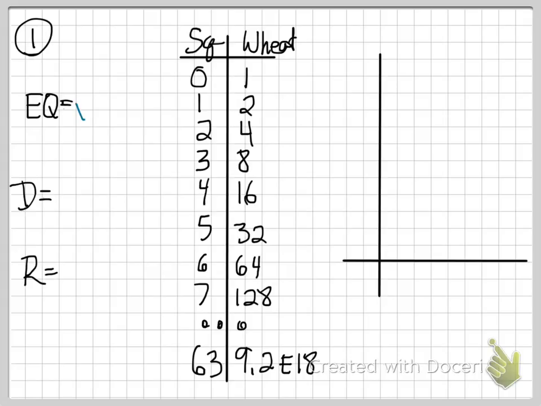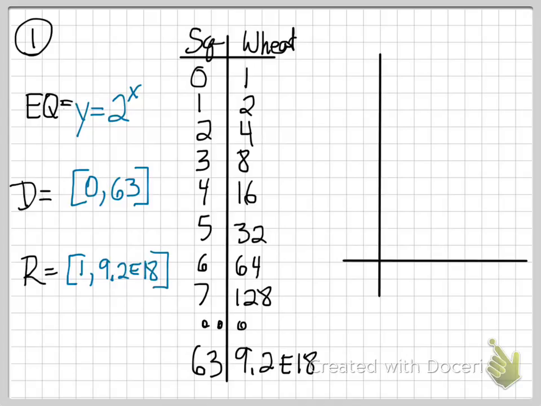So the equation, all I'm doing is doubling it. So that's 2 to the x. The doubling tells you the base. My domain, there's only 64 squares on the chessboard, but we started at 0. So we're going from 0 to 63. We're going to include all 64 squares. The range, well, there's 1 grain on the first square and then 9.2 E18 on the last square.